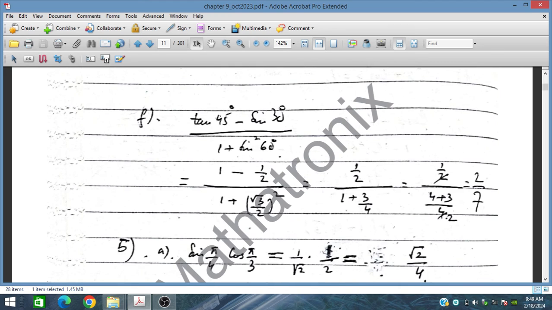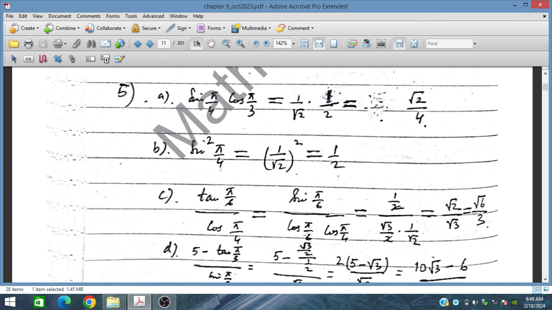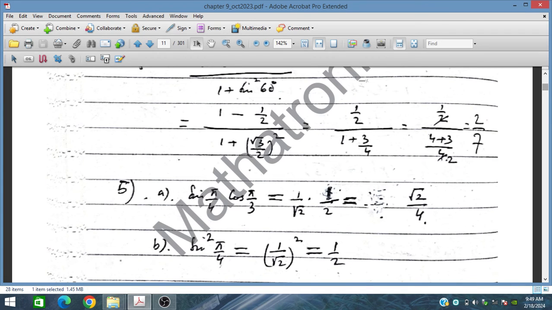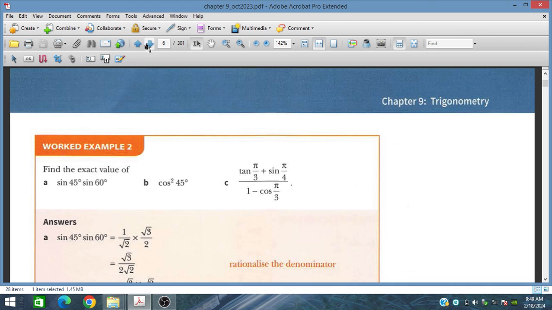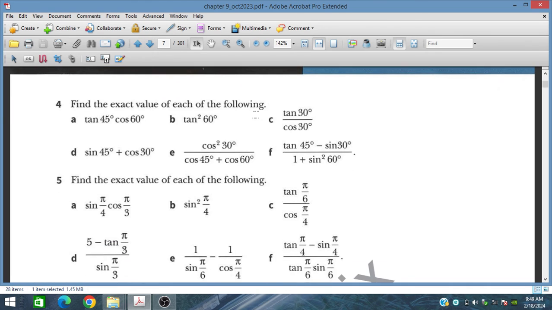Similarly, for this one, tangent 45 is 1 and sine theta is half. 1 plus sine square theta is under root 3 upon 2. Simplify it. So this is all simple, it's not very difficult. We can get a command of it with some experience.